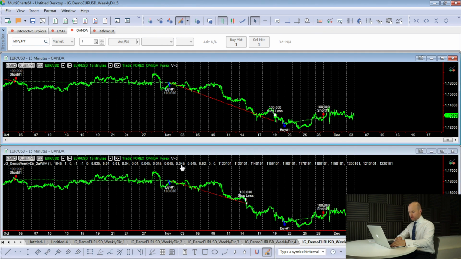We've got two charts in this workspace. The top chart is the same strategy as we just looked at. However, the data only goes back to 2012 because that's when I can start the walk forward optimization.